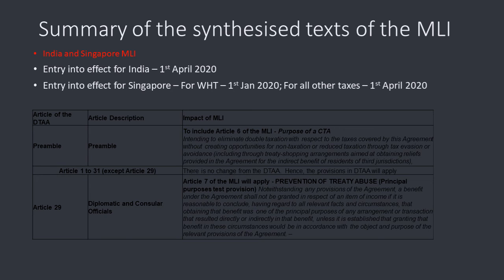Article 7 of the MLI will apply for prevention of treaty abuse. Notwithstanding any provision of the agreement, a benefit under the agreement shall not be granted in respect of an item of income if it is reasonable to conclude, having regard to all relevant facts and circumstances, that obtaining that benefit was one of the principal purposes of any arrangement or transaction that resulted directly or indirectly in that benefit, unless it is established that granting that benefit in these circumstances would be in accordance with the object and purpose of the relevant provisions of the agreement.